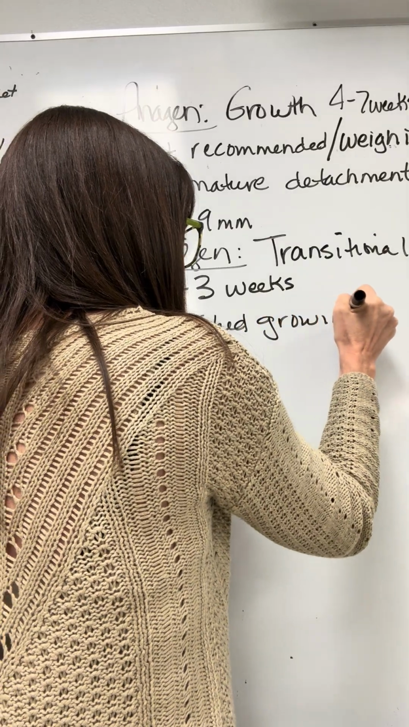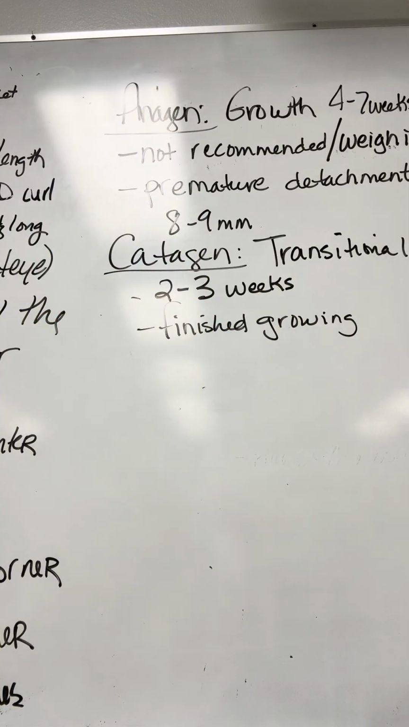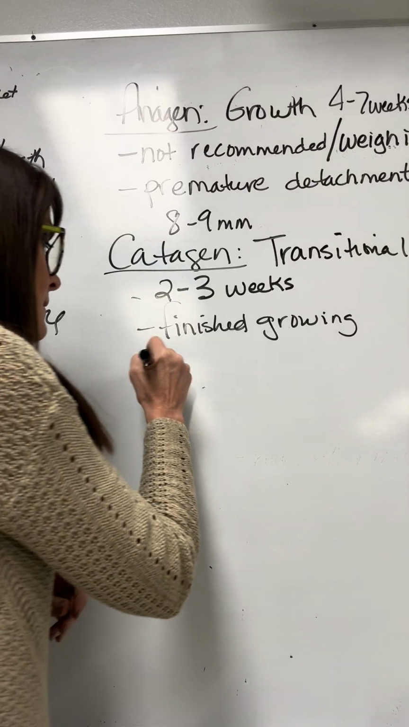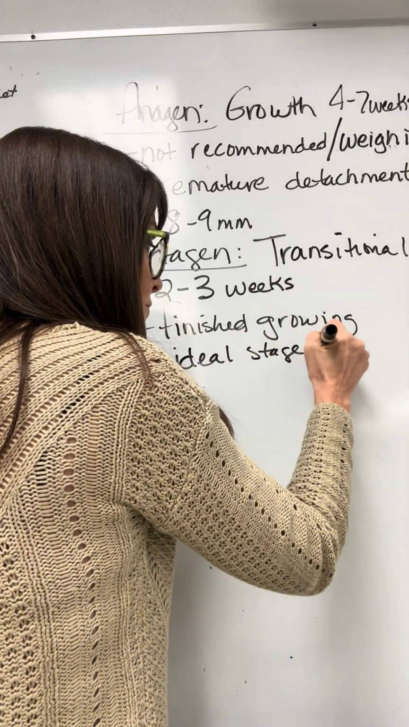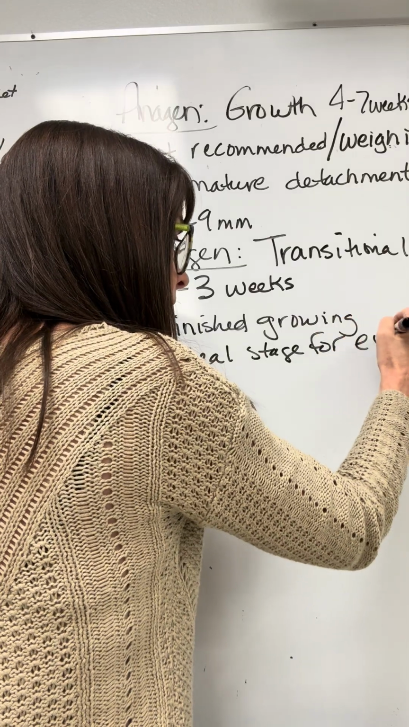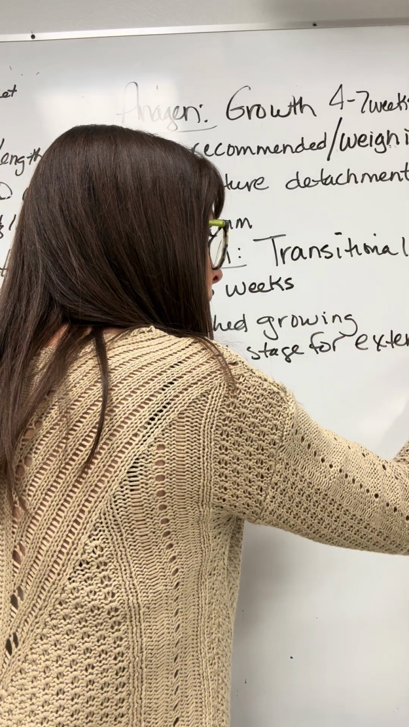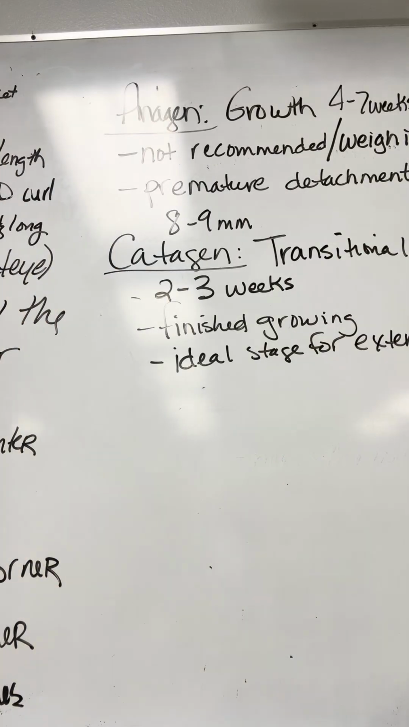I know you're going, what? What the hell? Hear me out. This is the ideal growth stage for an extension placement. This is the ideal stage for an extension to be placed. Artificial lashes applied at this stage will last longer and look more natural. Extensions 10 to 12 are recommended.